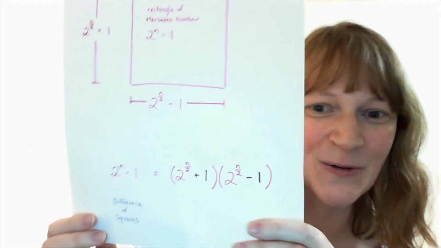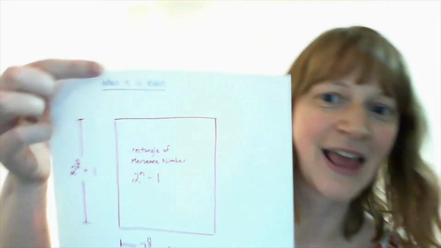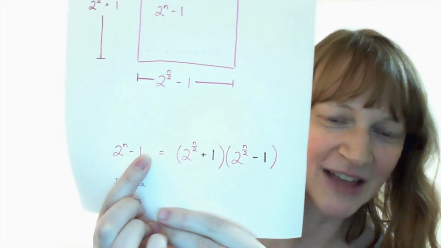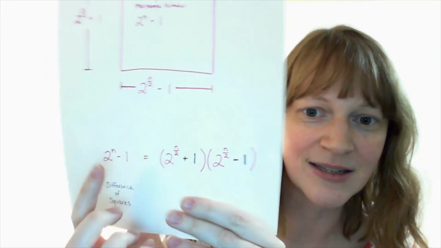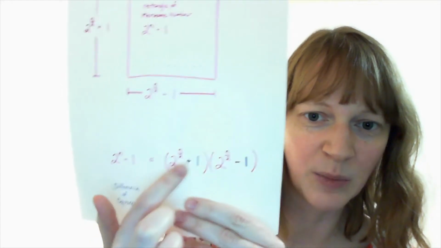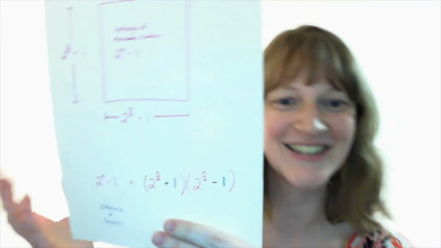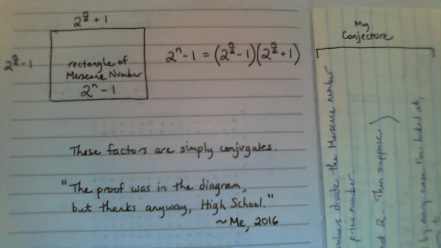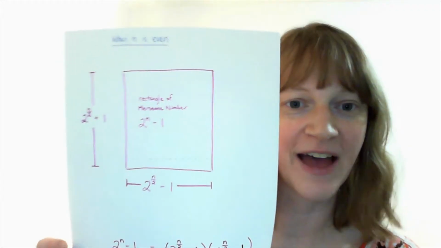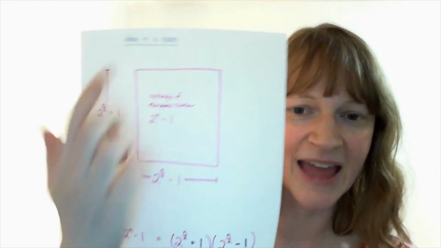Now, as a side note, I found this to be very amusing. Algebra. This is from high school. We have a difference of squares. I never even noticed that 2 to the power of n minus 1 is a difference of squares. I guess it only is if n is even, but even still, this was a chuckle moment. We have a square number minus a square number, and so to factor it, what we can do is take the square root of this, put it here, and the square root of this, put it here, add a plus and a minus, done. And as I said to myself when I noticed, the proof was in the diagram, but thanks anyway, high school.